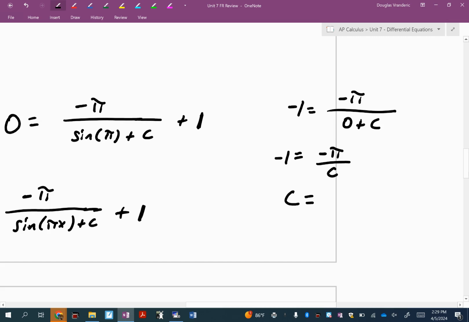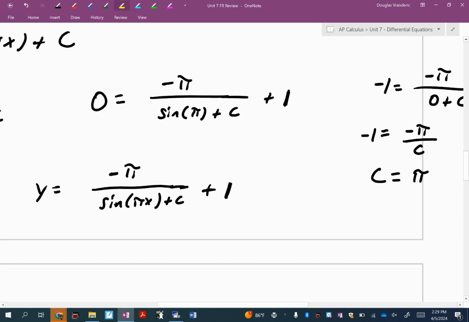How much is the +1? This +1? I moved it to the other side to get a -1. So what is C? Pi. Almost. Well, because remember, this right here is the general solution. So I'm about to copy that. And what am I replacing C with? With pi. And then I'm done.